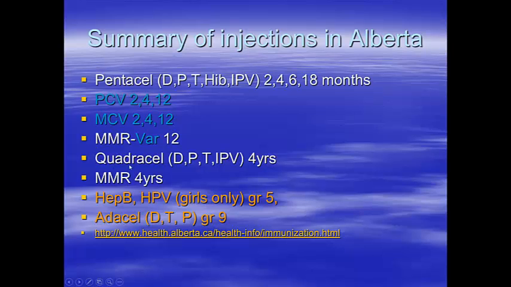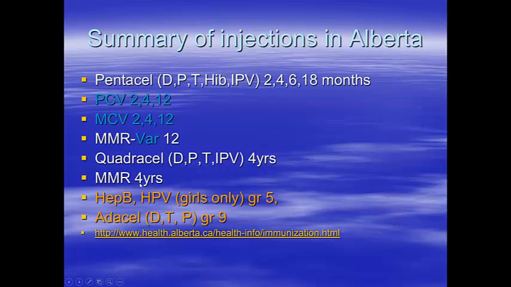A booster is given at 4 years of age for these 4 diseases that you see in Pentacel. The only one that's missing there is Haemophilus influenzae type B. So you see again diphtheria, pertussis, tetanus, and inactivated polio vaccine. That's given as a booster at 4 years of age.